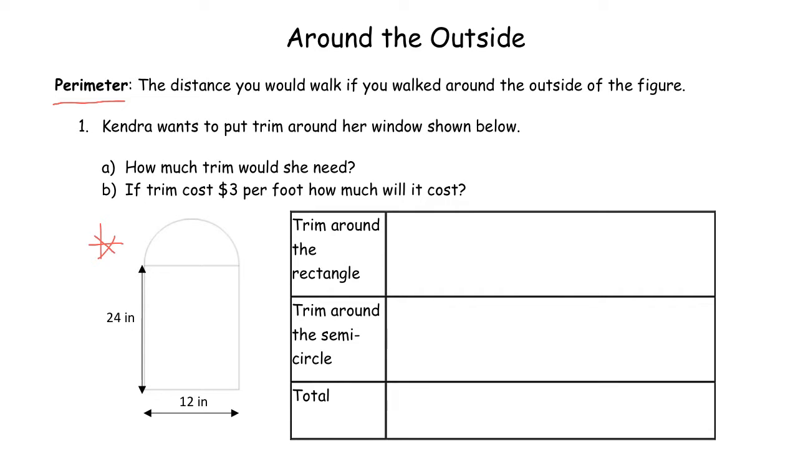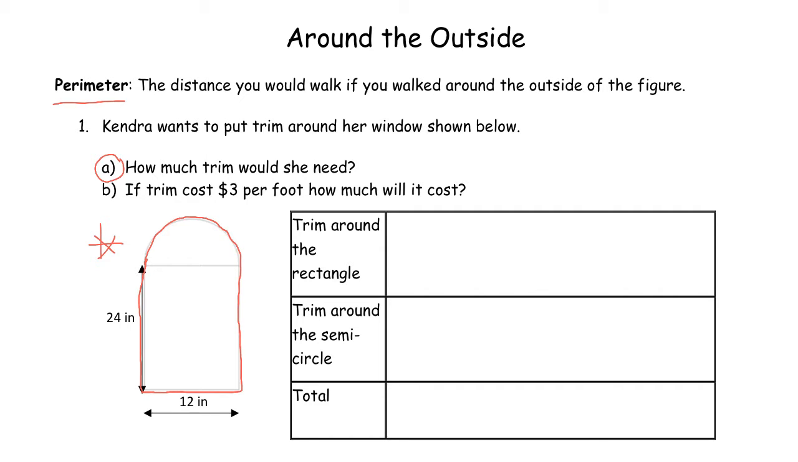Kendra wants to put trim around her window shown below. So this is the shape of her window. So we have a semicircle or half a circle up here, and then we have a rectangle down here. And again, we're looking at the perimeter, which is all the way around this shape. So the first question is, how much trim would she need? And so we're looking for the distance all the way around.